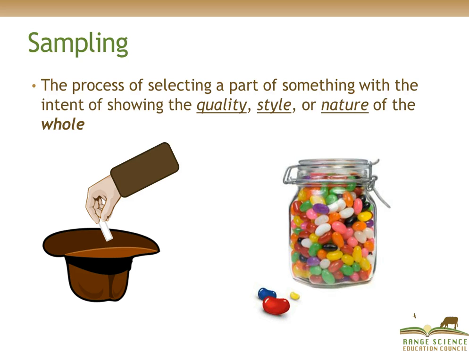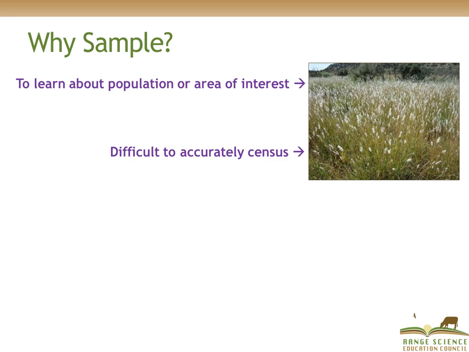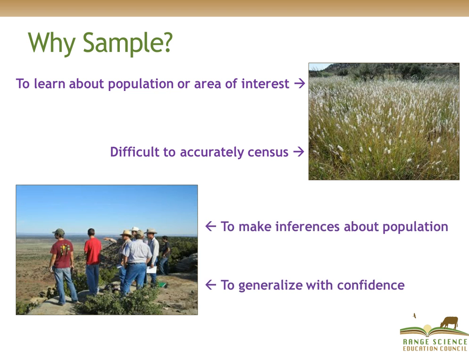Sampling is the process of selecting a part of something with the intent of showing the quality, style, and nature of the whole. We sample because we want to learn about a population or an area of interest. We also sample because it's often very difficult to accurately census or to ensure that we've measured all individuals in a population. We sample because we want to make inferences about the population, meaning that we want to be able to draw conclusions about the population, and we are using the sample to inform those inferences.